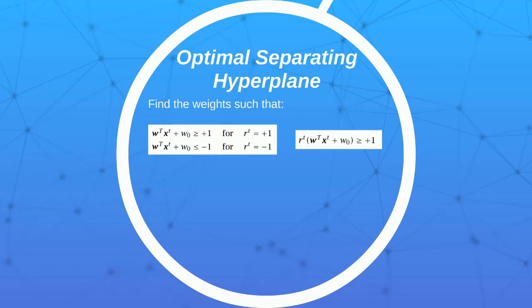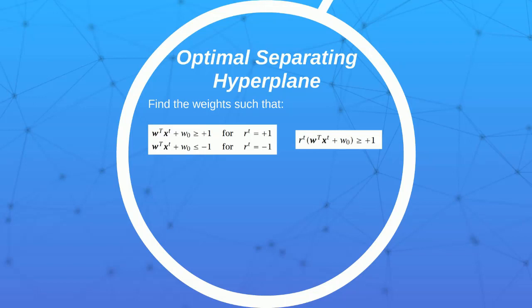Let's start again with two classes and use the labels -1 and +1 for the two classes. So we are going to find the weights such that if it is greater than 1, we have our +1 class, and if our model is less than 1, we have our -1 class. And this can be rewritten as seen on the right here.